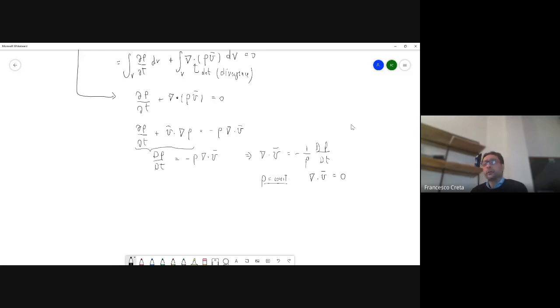So you can look up examples of divergence-free velocity fields. And this is a typical thing of incompressible flow, that it has to have a velocity field that is divergence-free. The divergence of the velocity is always zero. Otherwise, you are bound to have variations of density in the material sense.